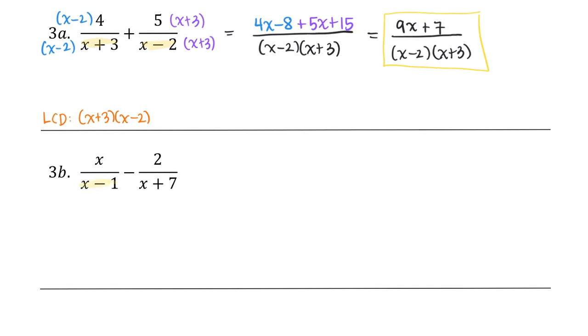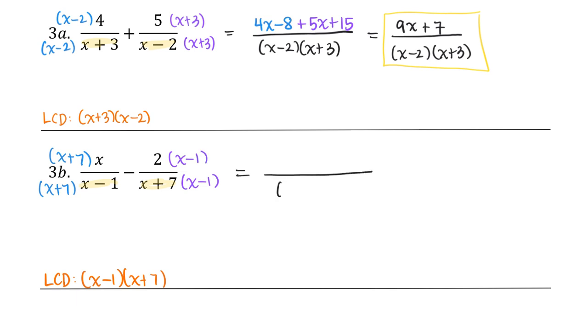Okay, x minus 1, x plus 7. Can I factor anything? I cannot factor anything, so there's nothing good here. They have nothing in common, so my common denominator will be x minus 1 times x plus 7. The first fraction has an x minus 1, but it does not have an x plus 7. Bottom, top. The second fraction has an x plus 7, but it does not have an x minus 1. My fractions have a common denominator of x plus 7 and x minus 1, or vice versa.